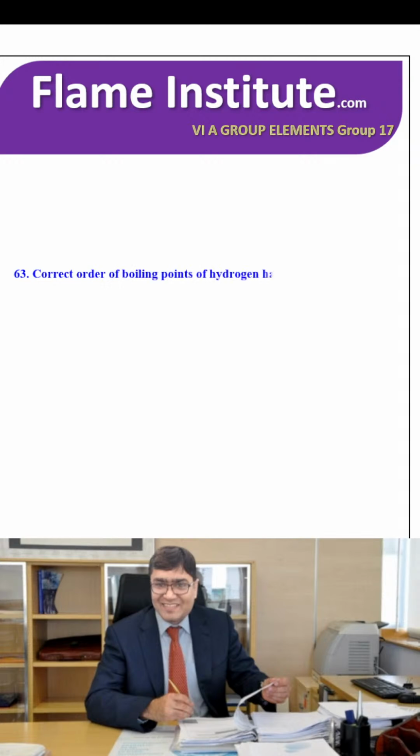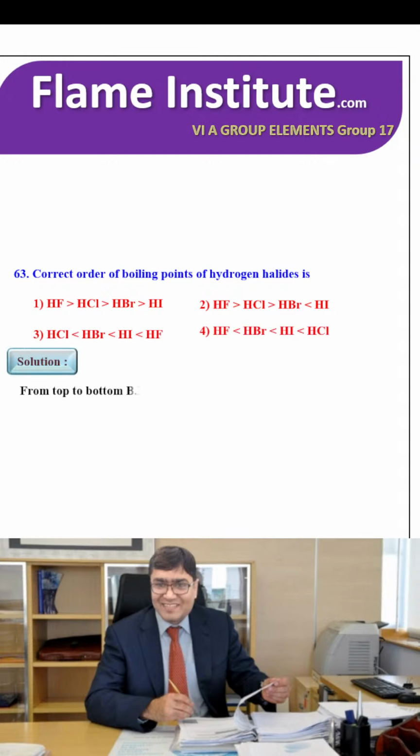The correct order of boiling points of hydrogen halides is: from top to bottom boiling point increases, but due to hydrogen bonds, HF has the highest boiling point. So HCl less than HBr less than HI less than HF. So the third option is the correct option.